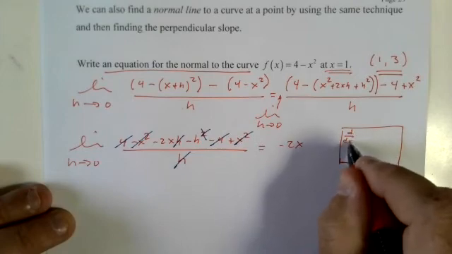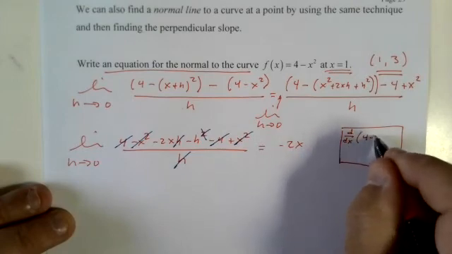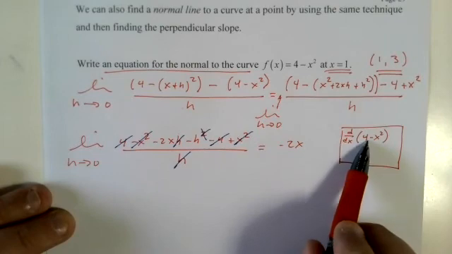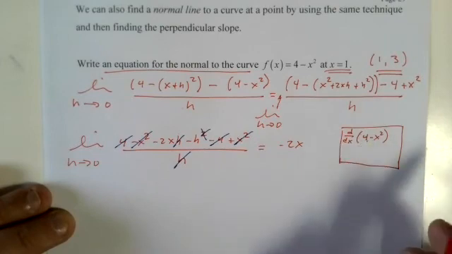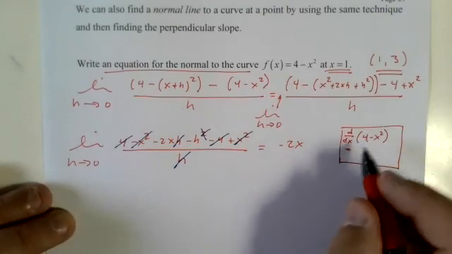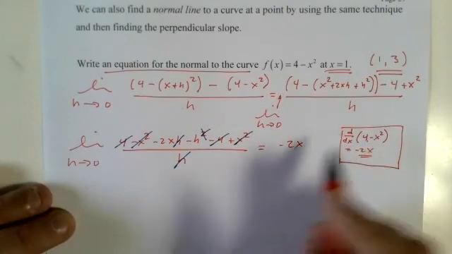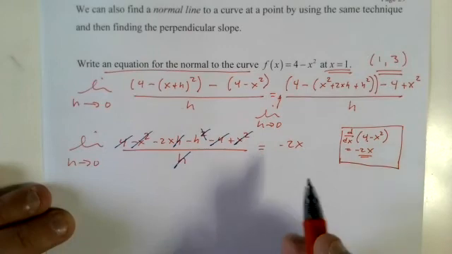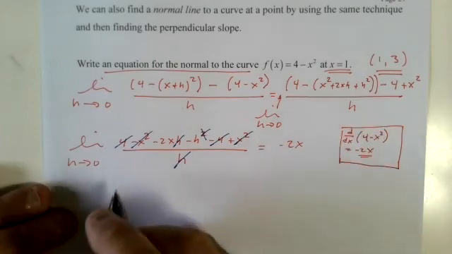This is a derivative, and it's 4 minus x squared. The 4 is technically 4x to the 0, so when I put the 0 up front, it vanishes. The derivative of that is 0. And that equals negative 2x. Hey, look at that, negative 2x. How cool is that?